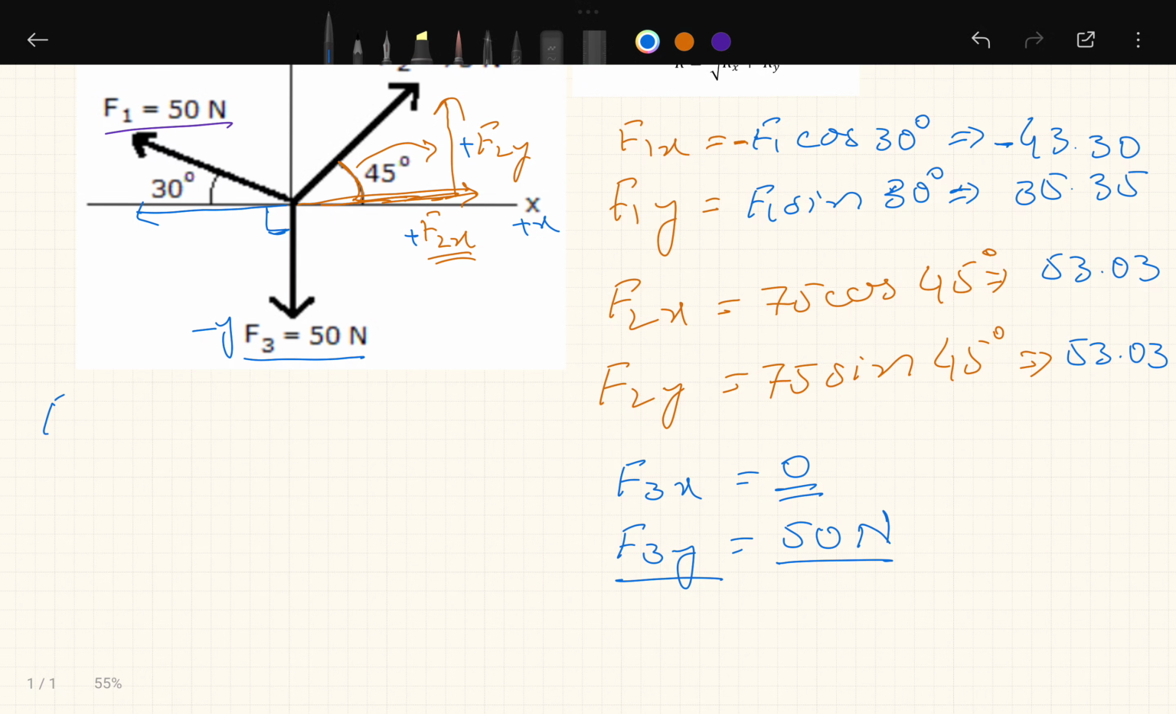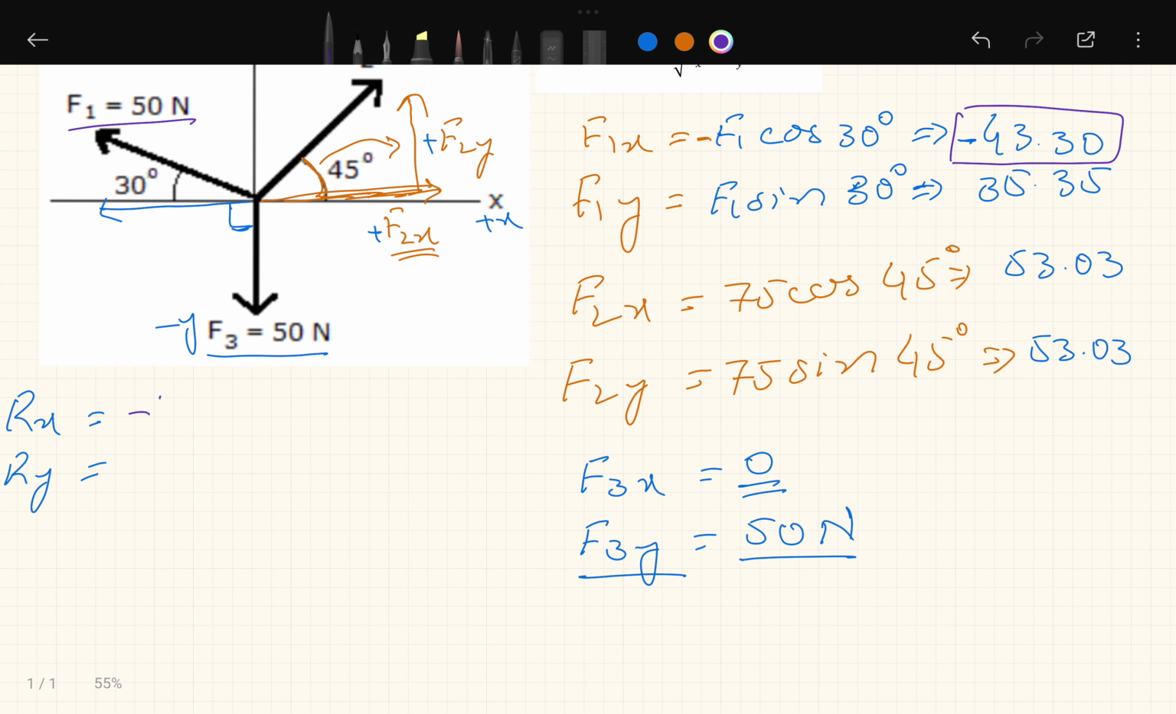Alright, so now we are going to calculate Rx and Ry, which are the x and y components of the resultant. Starting with the x component, the first x component is minus 43.30. The second x component is plus 53.03, and finally the last x component is 0. So plus 0, you can write it or not, it's up to you. Let's go on to the y component.